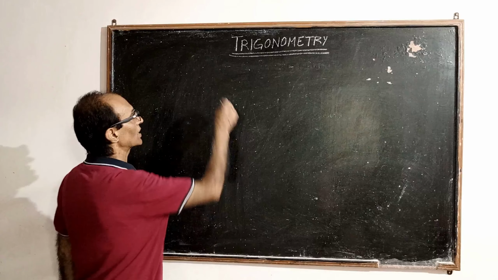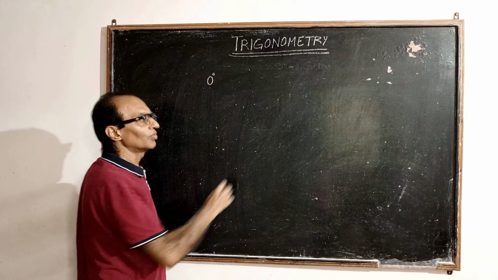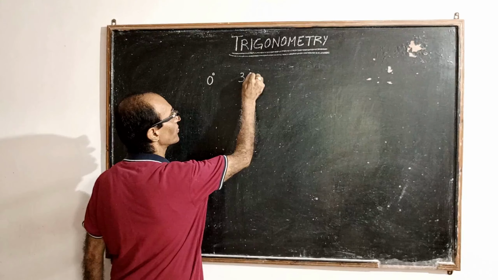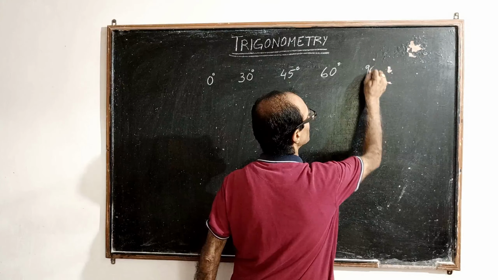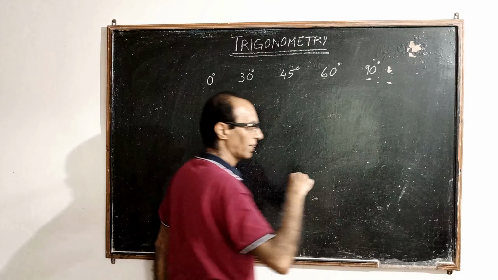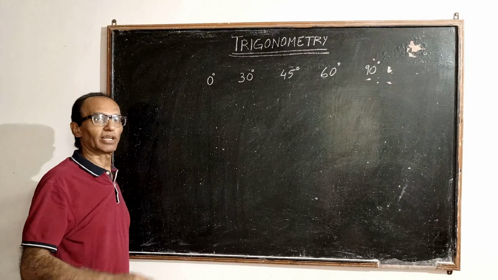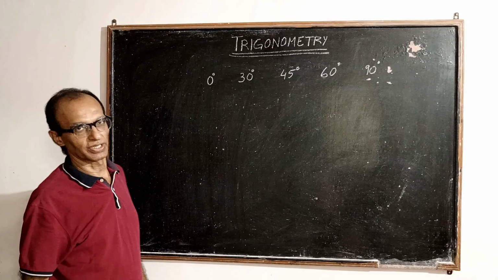like 0 degrees, when angle is 0 degrees, when angle is 30 degrees, when angle is 45 degrees, when angle is 60 degrees, and finally when this angle is 90 degrees. For these different angles, we find out the values of the various trigonometric functions.